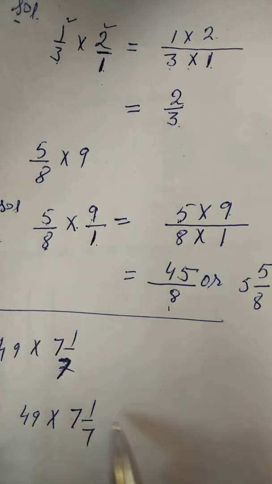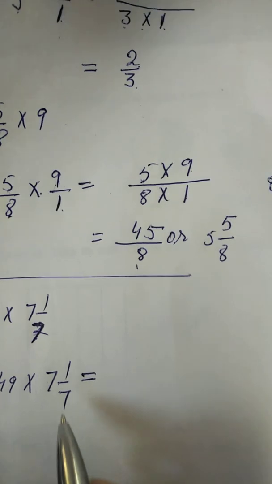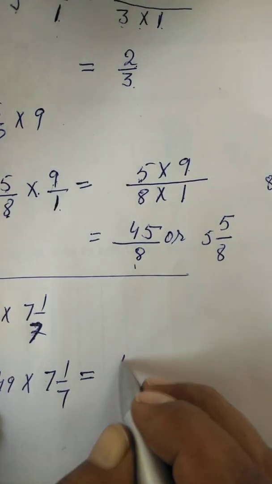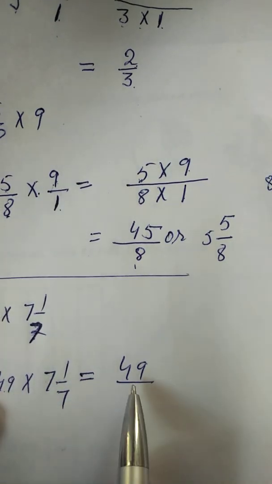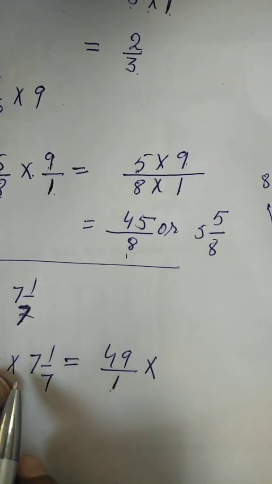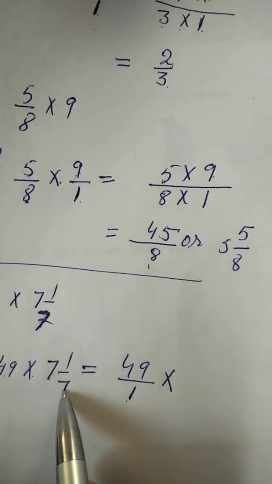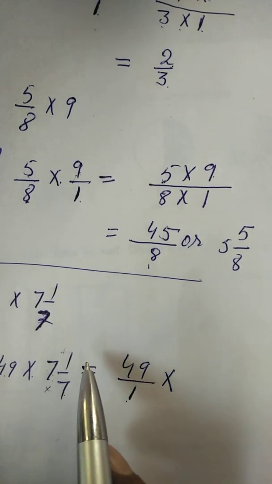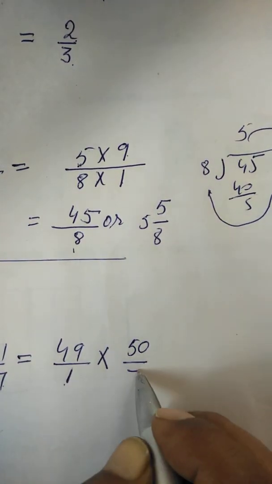Now, what I said earlier is that whenever we have a mixed number, you have to change this mixed number into an improper fraction. So 49 upon 1, because 49 is a whole number, and every whole number has denominator 1. After that we have the multiplication sign, and now convert this: 7 sevens are 49, 7 multiplied by 7 is 49, and the numerator will be added, so 50. Your answer is 50 upon 7.